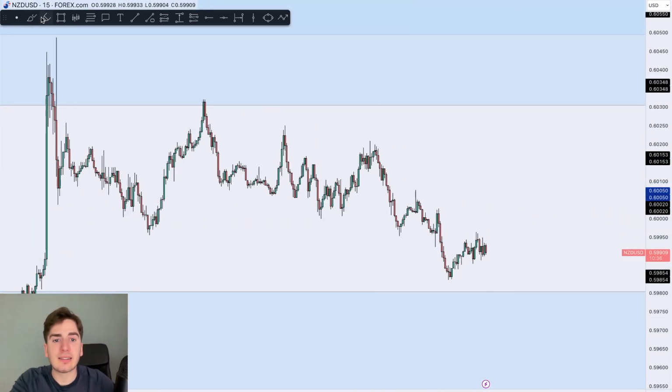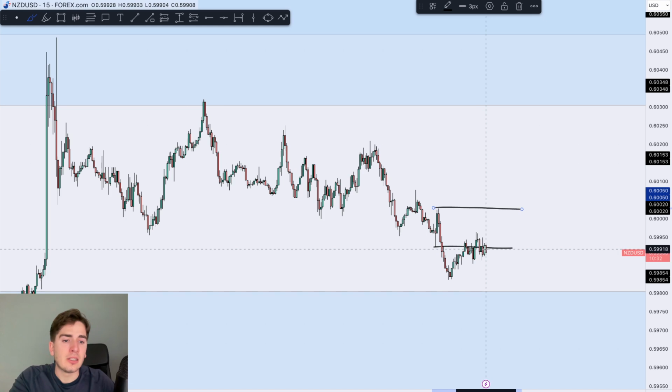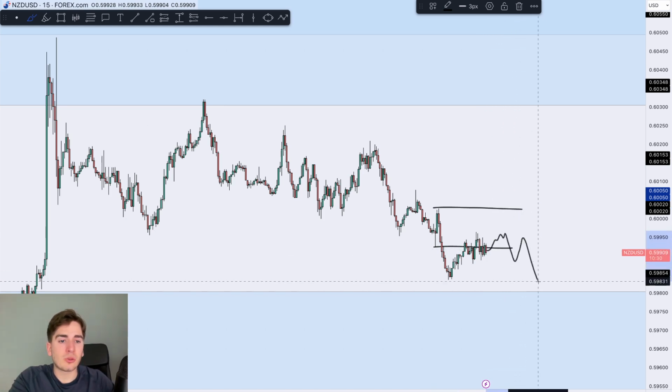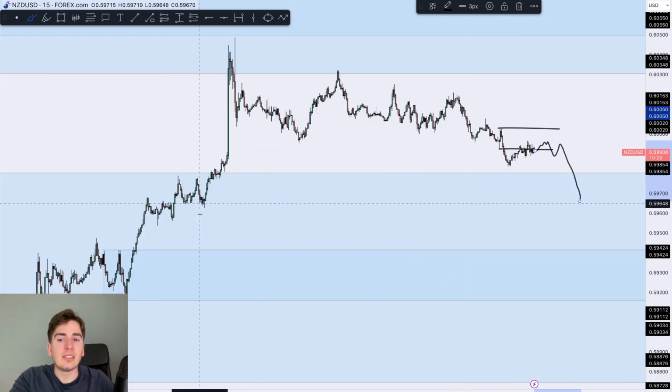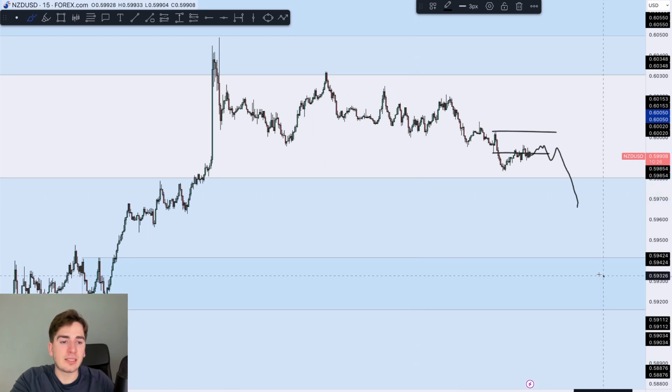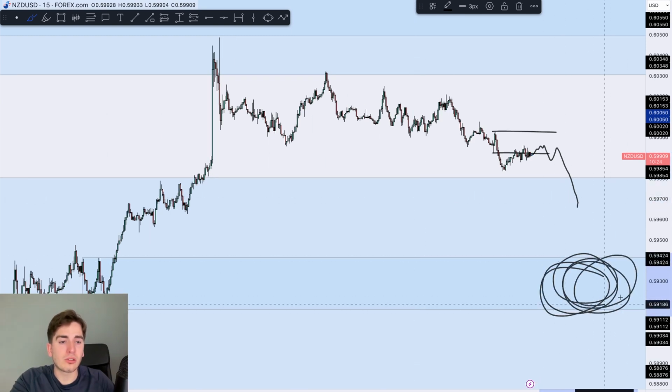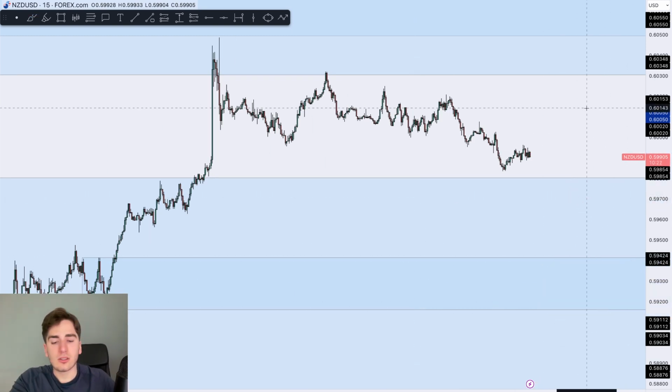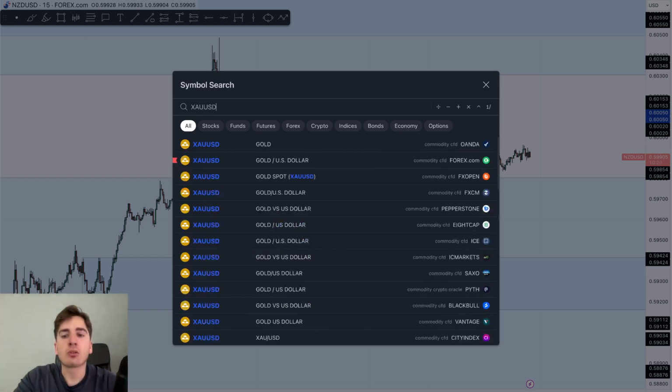NZDUSD is a little bit cleaner than a lot of these pairs, as we can see currently inside of this supply zone. So yeah, let's see if we get any nice shorting opportunities to further see a decrease in the overall price and short it back down in towards over here. So that is NZDUSD.